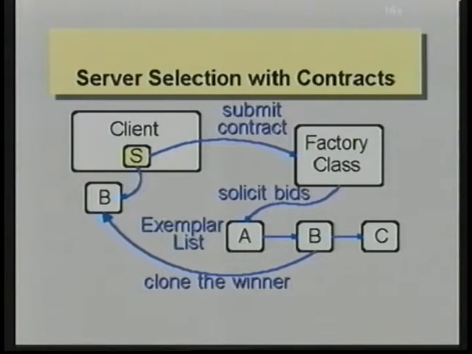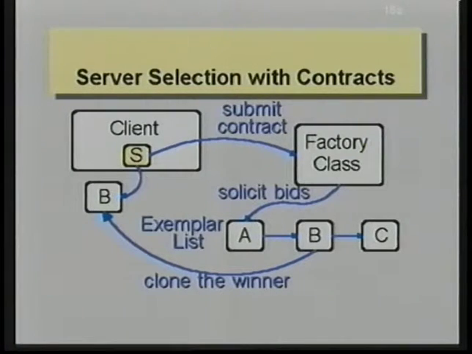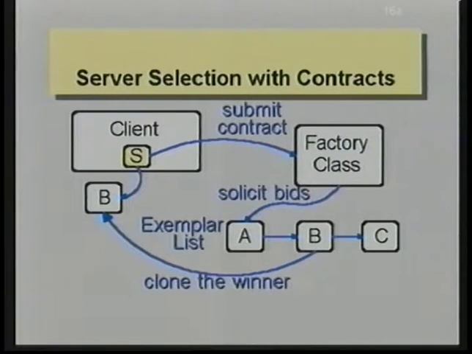The class that has the constructor is the base class, which is actually a class factory. And it has associated with it a list of the exemplars of all of the concrete classes that are derived from it. And so it takes that contract and submits it in turn to each of the exemplars of the derived concrete classes. Those exemplar objects examine the contract and make a bid on it. Once all of the bids are in, the class factory can decide which one to instantiate.